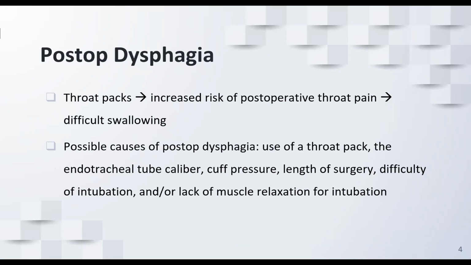The use of throat pack has been associated with an increased risk of post-op throat pain, damage to the adjacent mucosa during insertion, and the retention of the pack. And also make swallowing difficult. Post-op dysphagia with the delayed onset of oral intake may be related to the use of throat pack, the endotracheal tube caliber, cuff pressure, length of surgery, difficulty of intubation, and also lack of muscle relaxation for intubation.